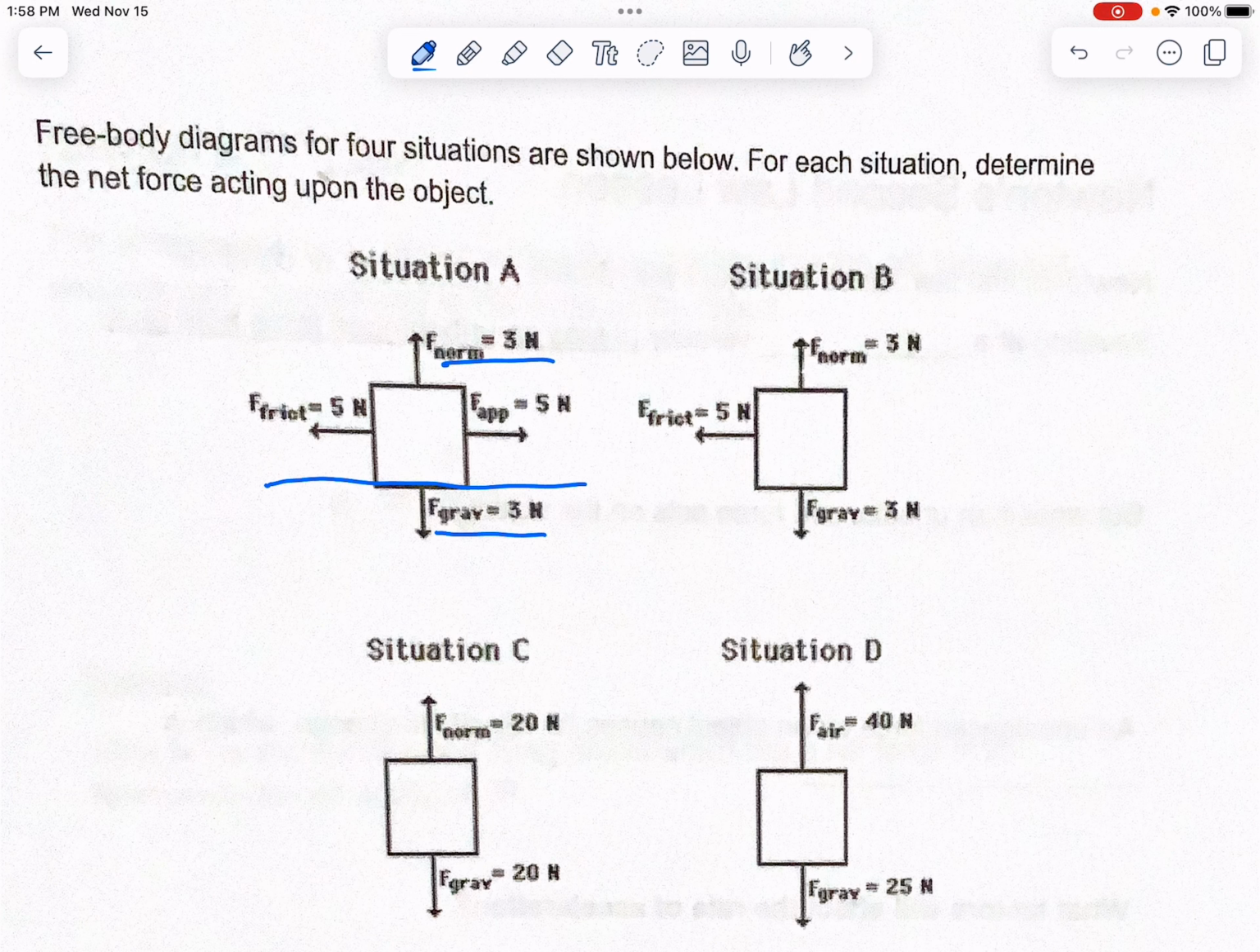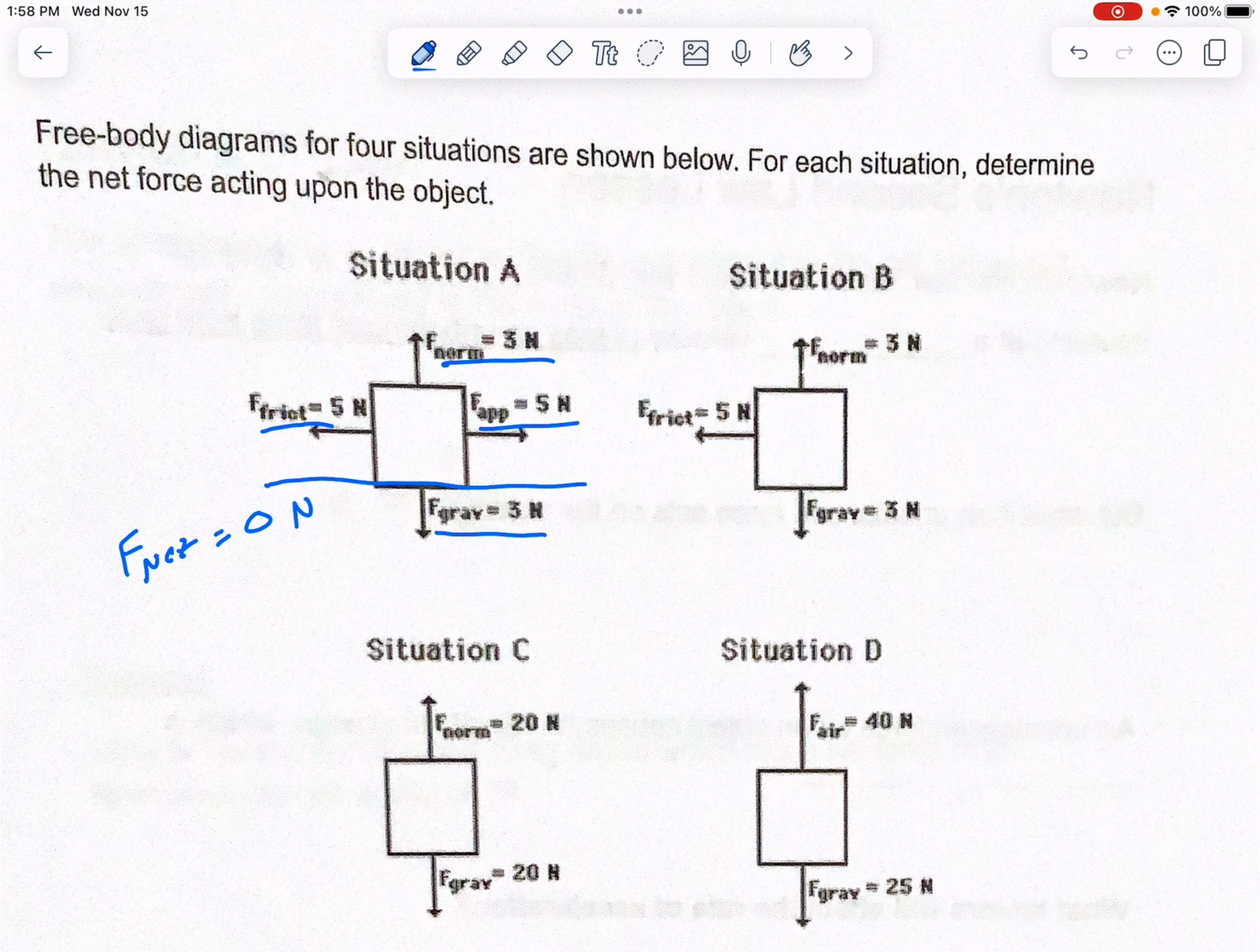Then I have an applied force of 5 newtons, okay, to the right, and I have a frictional force of 5 newtons to the left. So in this case, everything is nice and balanced out. So they basically all cancel each other out. So their net force, so F net, would be 0 newtons. Okay, so if everything's nice and balanced, that means this object is either sitting still or it's moving at a constant velocity. So both options are possible.